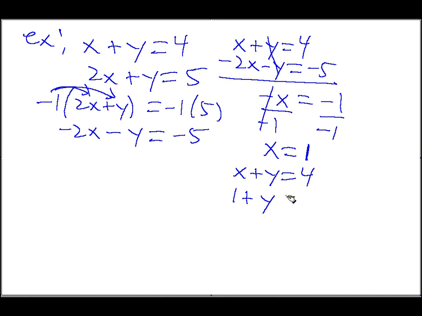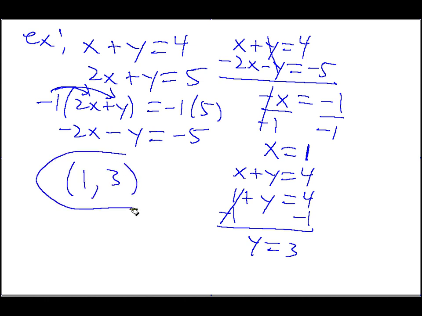Let me plug 1 in for x. So 1 plus y is equal to 4, subtracting 1 on both sides because I still have to solve for y here. So y is going to be what? 3, 4 minus 1. All right? So therefore, my ordered pair solution here is (1, 3). Okay? So again, not too bad at all.